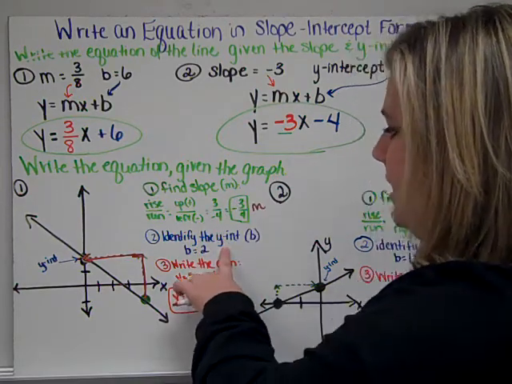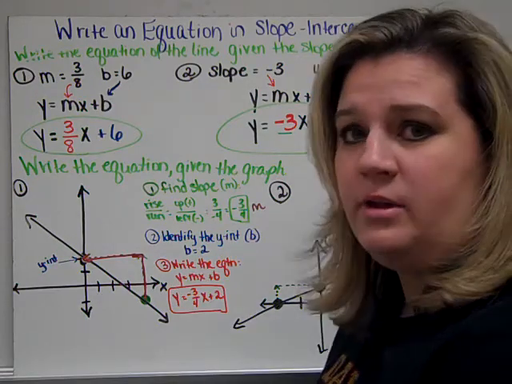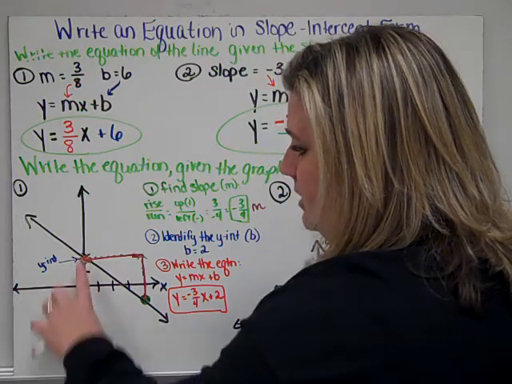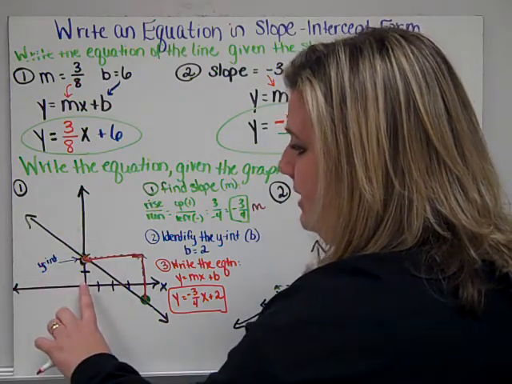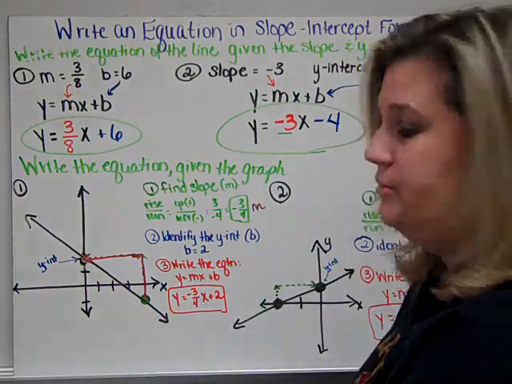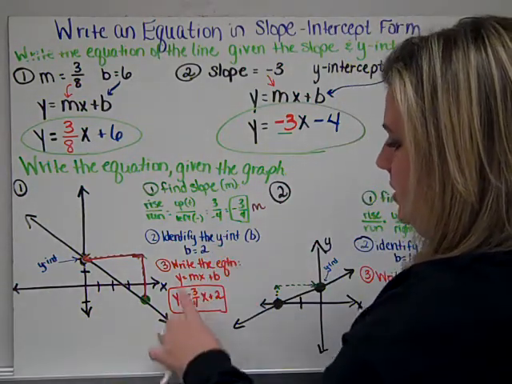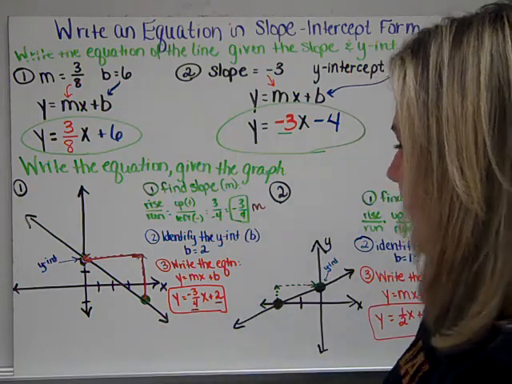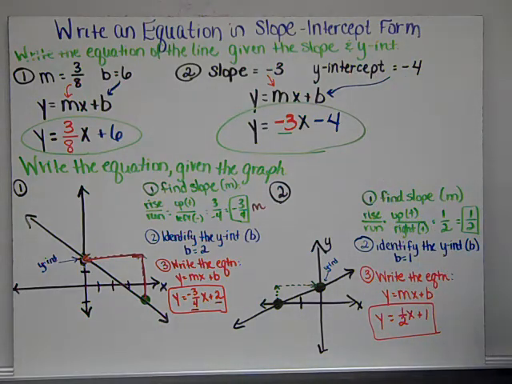Next thing, I need to identify my y-intercept. Well, remember back when we said our y-intercept is the point where the line crosses the y-axis. So this one definitely is my y-intercept, which is at +2. So b equals +2. So let's plug in those values. y equals negative 3/4 of x plus 2.